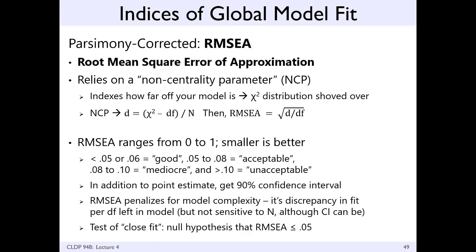So on the output, you will get a 90% confidence interval around the RMSEA estimate, and you will get a p-value. And the p-value is that your RMSEA is less than or equal to 0.05. So it's referred to as close fit. But this is another one that's relative to the perfect model. These are all relative to saturated.